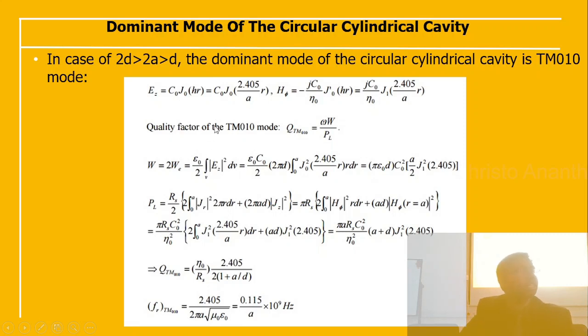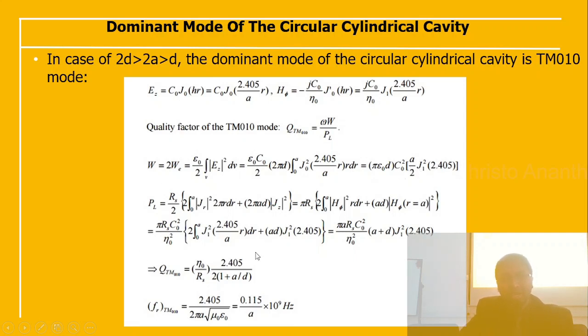So the quality factor Q, for the TM mode, the dominant mode 010, will be omega W by PL. Here we will be calculating 2We, that is epsilon naught by 2, integral of EZ square dv. So you are going to substitute: 2 pi by d, the limit varies from 0 to a, J naught square of 2.405 by a r dr, so that you will be going for integration. So pi epsilon naught d, E naught square, a by 2, J1 square of 2.405.